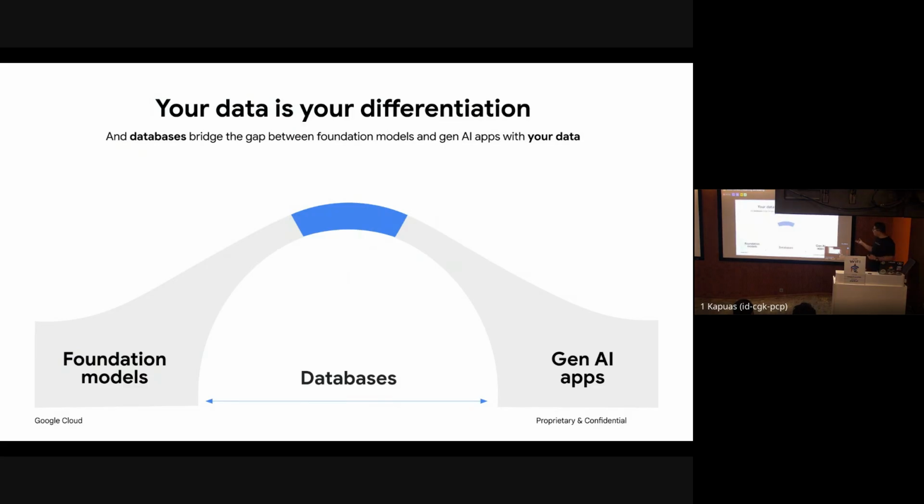Now, many of our customers have asked us, how can they use generative AI for enterprise use cases? As I mentioned earlier, foundation models are trained on publicly available data at a particular point in the past. They don't have access to your data. So for Gen AI apps to answer with relevant and up-to-date information, they need to be able to augment that LLM with additional data. And the easiest approach to augment LLMs with data is through vector databases, because databases bridge the gap between foundation models and your generative AI applications.